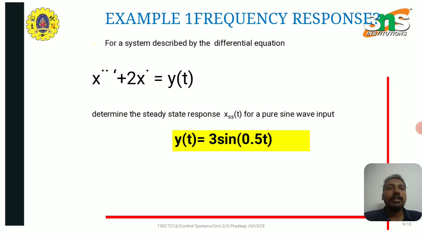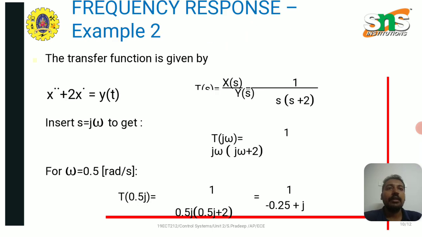For a system described by the differential equation x dot plus 2x equal to y of t, determine the steady state response for a pure sine wave y of t equal to 3 sine of 0.5 t. The transfer function is given by T of s equal to X of s divided by Y of s, which is equal to 1 divided by s plus 2. The solution for this example 2 is given in this slide.